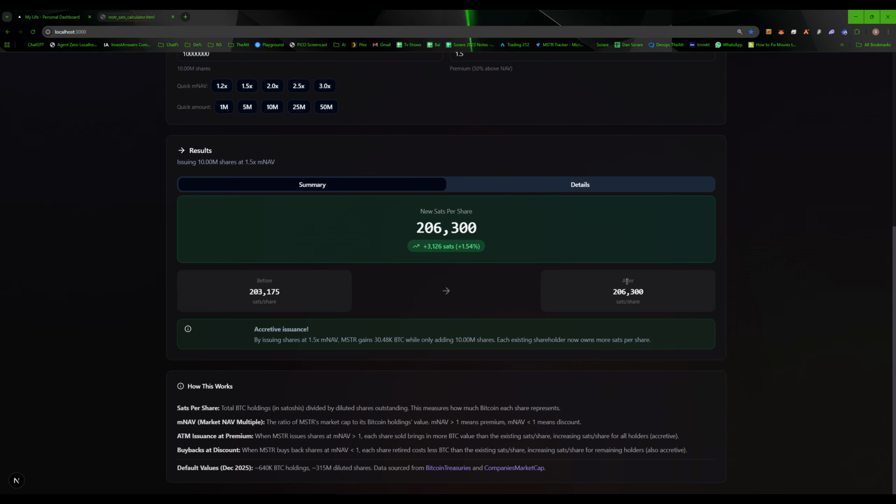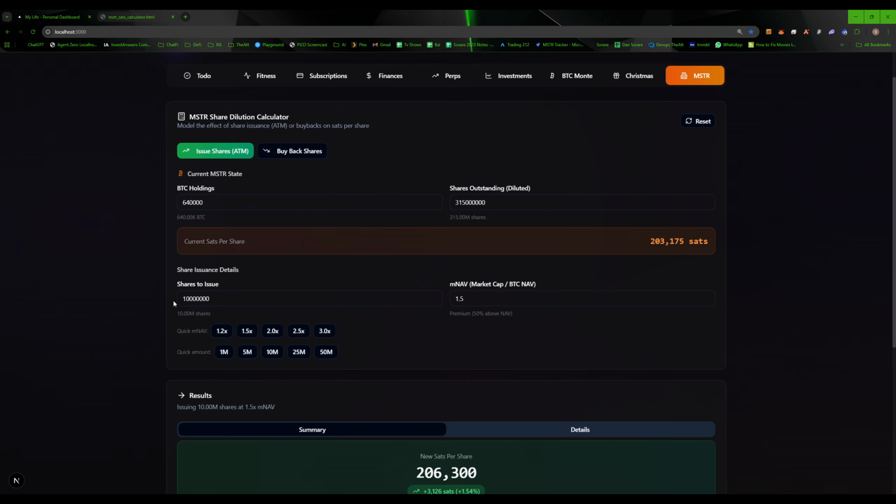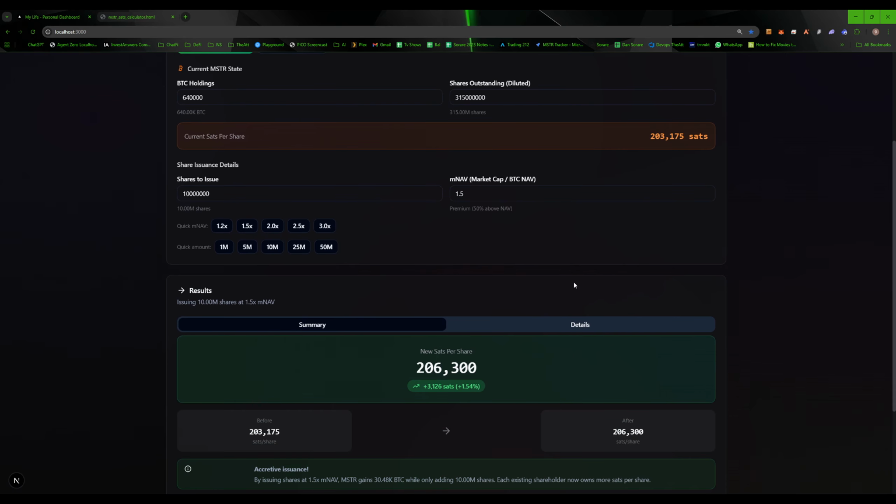So if you were to issue these 10 million shares, whatever, at 1.5 MNAV, your new sats per share afterwards would be 206,000. So you'd be increasing the sats per share.